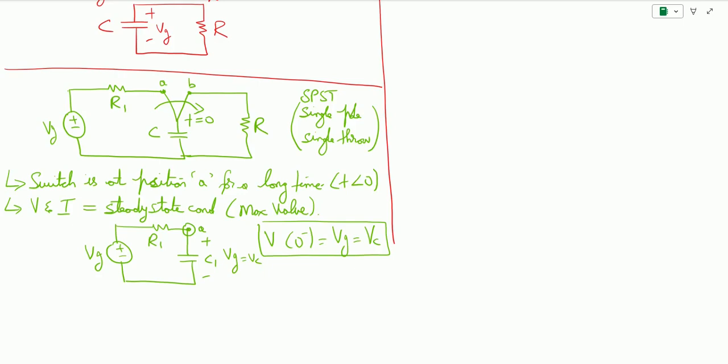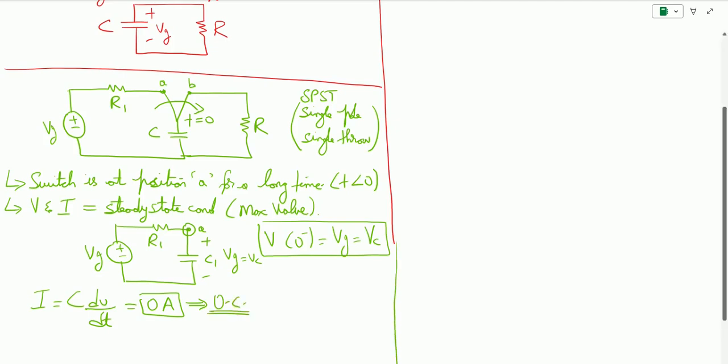So this is the initial condition that we had, and a constant voltage is now appearing across the capacitor, which means that with the mathematical expression of capacitor in terms of current, the current becomes 0 ampere, and thus the capacitor is working in the open circuit condition. So this is basically what is happening when the switch was at position A. And we can say that the initial condition V0 negative comes out to be Vg.